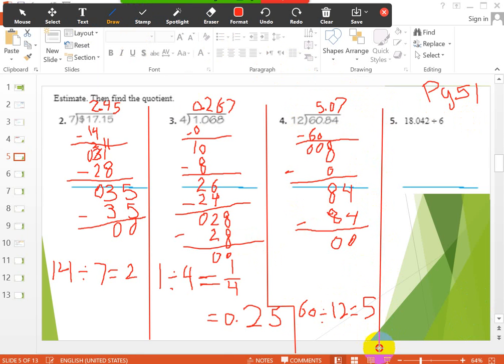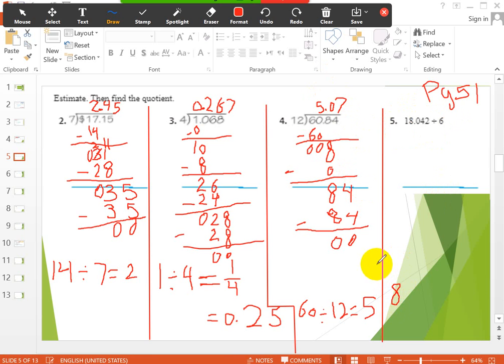I will continue with number 5. Here I want to divide 18 and 42 thousandths by 6. Let's find the estimation first. I will write it down here. If you round this number to the nearest whole, I can divide it by 6. It's easy, because the nearest whole is 18, right? And I can divide 18 by 6, because 18 divided by 6 equals what?